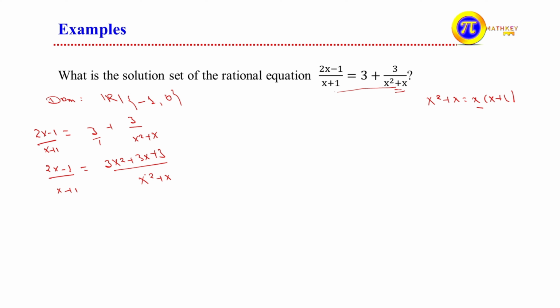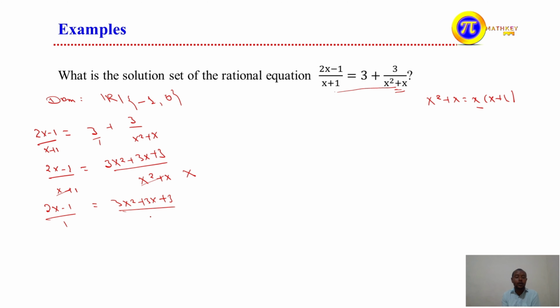Now, since x squared plus x is x times x plus 1, we cancel this x plus 1 by the x plus 1. What remains here is x. So 2x minus 1 over 1 is equivalent to 3x squared plus 3x plus 3 over the whole x. Now we can crisscross this value.